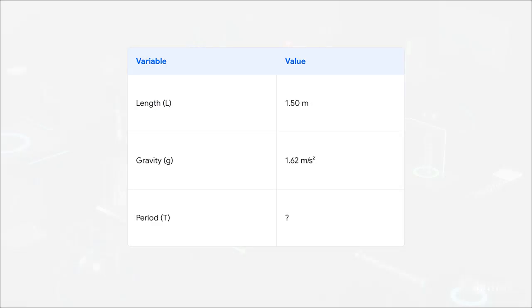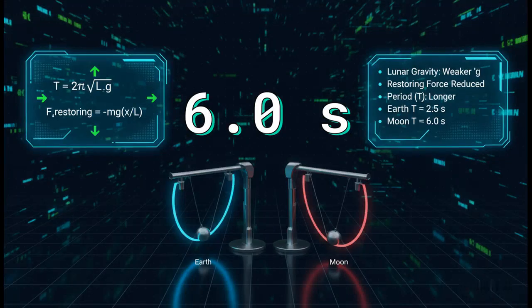So let's lay out what we know. The length, L, is 1.50 meters. The gravity on the moon, g, is a tiny 1.62 meters per second squared. We're looking for the new period, T. Let's just plug those numbers right into our formula. The answer is a full 6.0 seconds.